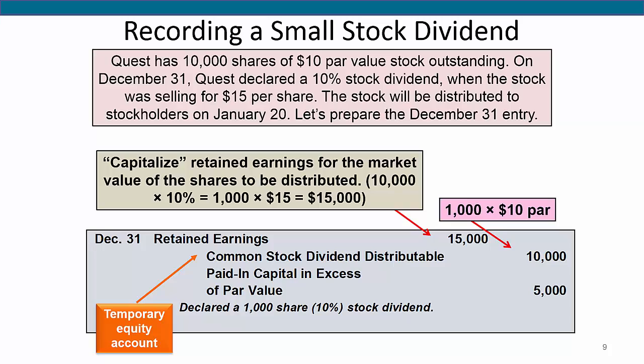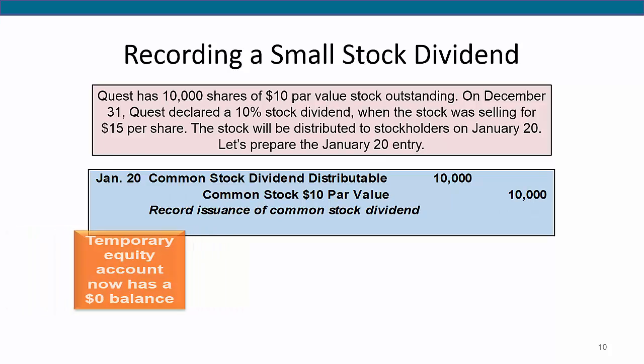recorded with a debit to retained earnings for the entire market value of the shares to be distributed. The $10,000 credit in the declaration entry equals the total par value of the shares to be distributed and is recorded in common stock dividend distributable, a temporary equity account. Its balance exists only until the shares are issued. The $5,000 credit equals the amount by which the market value exceeds the par value. This amount increases the paid-in capital in excess of par value account in anticipation of the issuance of shares.